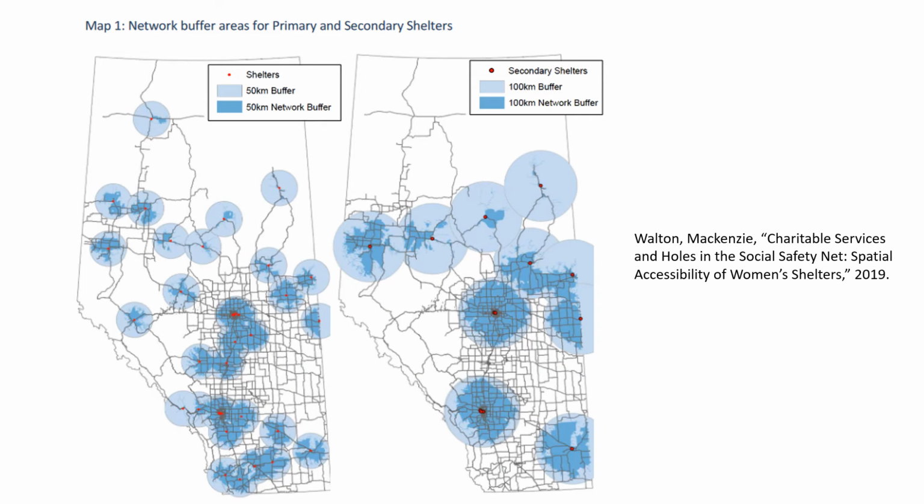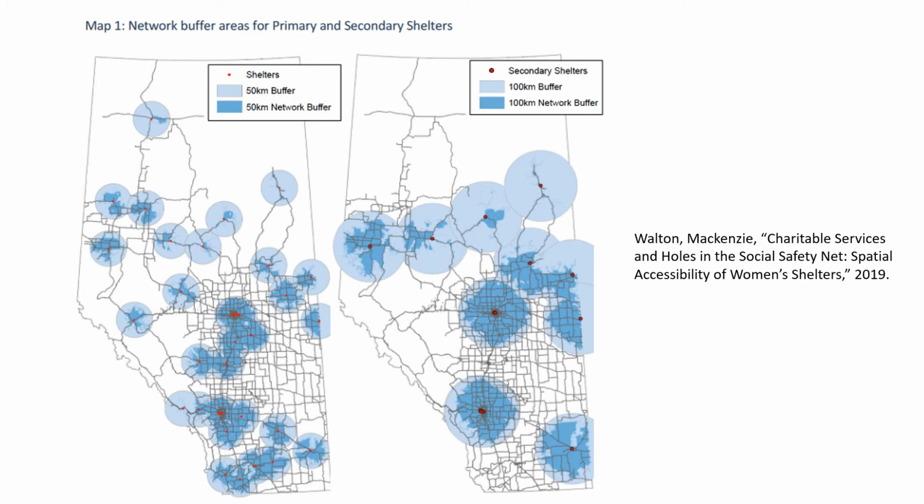This here is from a capstone research project by Mackenzie Walton, who did a spatial analysis of the availability of women's shelters throughout Alberta. It might be described as a descriptive research design. These maps describe the location and availability of different women's shelters for women in need throughout the province, and draw a 50 and then 100-kilometer buffer around them.